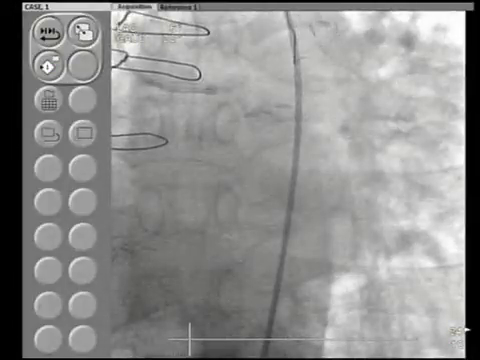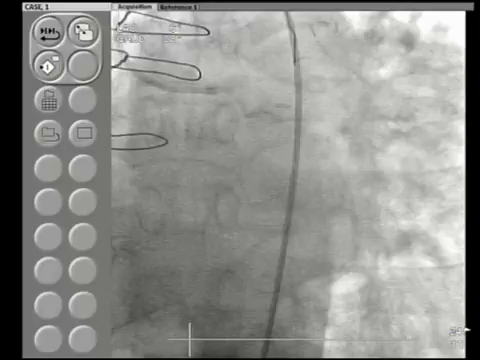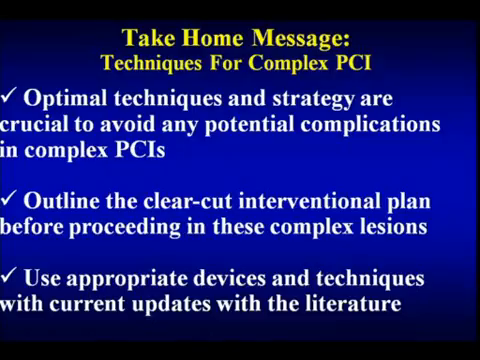If we can put up the take-home message, the last slide of the presentation, just to sum it up: clearly, in these patients, optimal technique and strategies are crucial to avoid any potential complication, and the key is to outline your clear-cut interventional plan before proceeding in these complex cases. And of course, individual devices. Your plan was clear-cut, but of course the plan may not work all the time, but you knew exactly what to do.